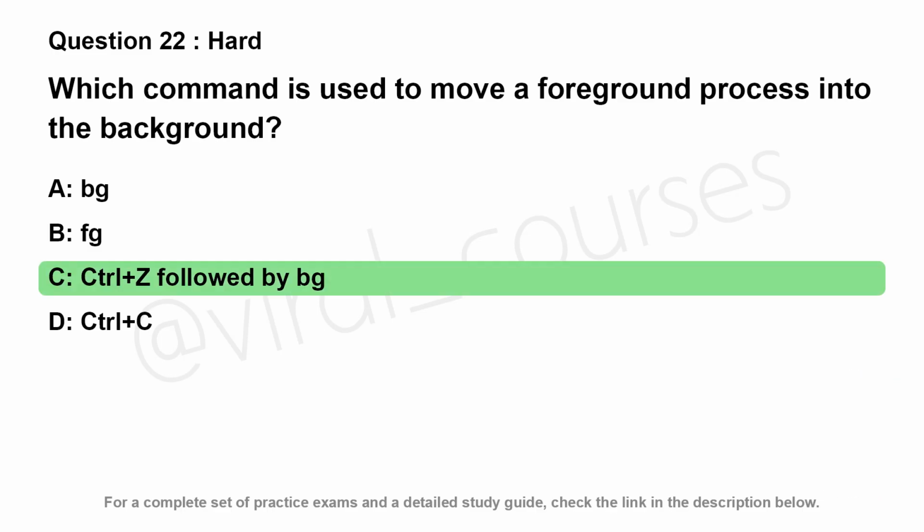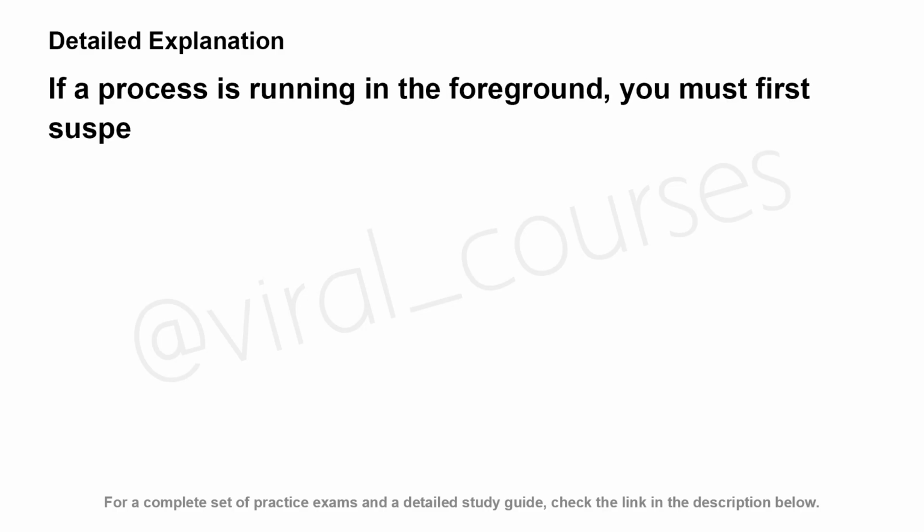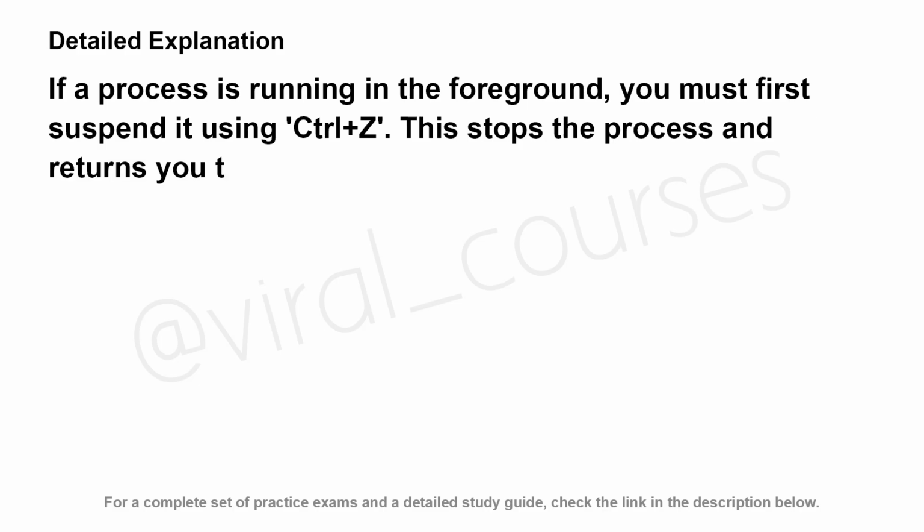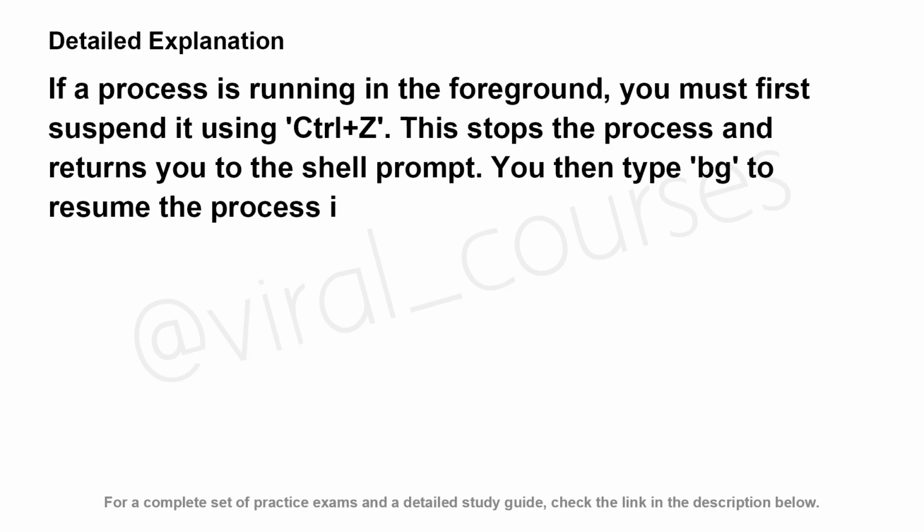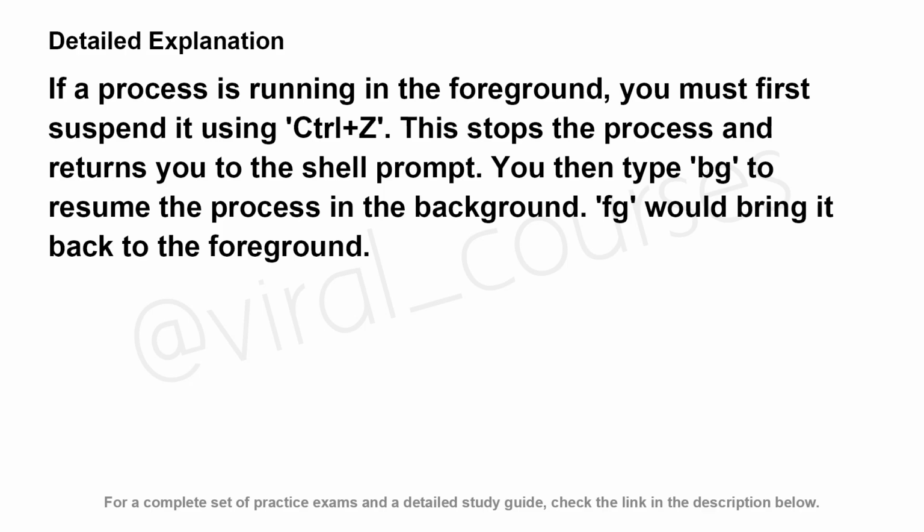The correct answer is C. If a process is running in the foreground, you must first suspend it using Ctrl+C. This stops the process and returns you to the shell prompt. You then type bg to resume the process in the background. fg would bring it back to the foreground.